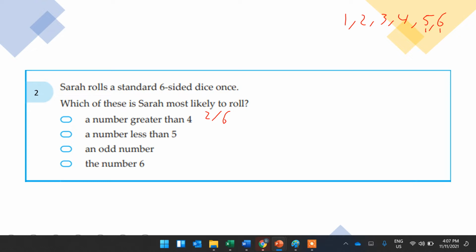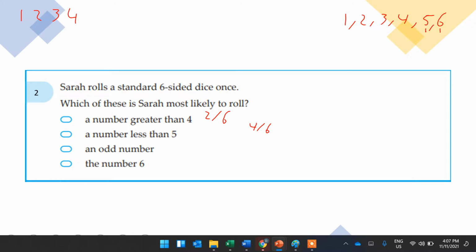Number less than 5, I'll write it in the other corner. 1, 2, 3, 4. They're less than 5. 5 is equal to 5, so that's not less than 5, and 6 is greater than 5. So I've got 4 different options there, 4 out of 6 for that one.